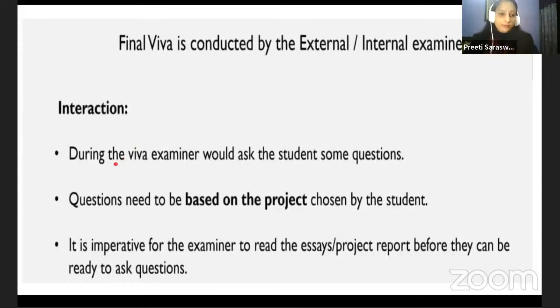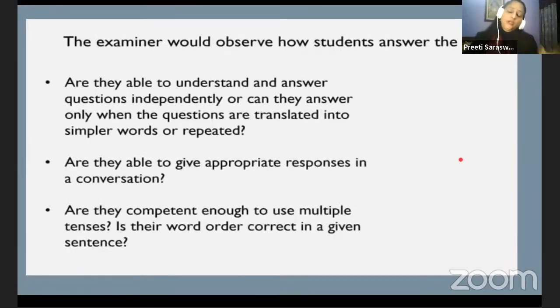During the Viva procedure, the Viva examiner would ask the student some questions. So what kind of question can it be? The question needs to be based on the project chosen by the student. Fine. What is the actual topic they have chosen, and they worked on it, and what they have explored about it. It is imperative for the examiner to read the essay or project report before they can be ready to ask questions. Yes, he or she can skim through the project file and report. Will they go through each and everything, will we check all the initial pages? No, because the external examiner is not going to judge them on the basis of the file. But yes, he or she will just go through the content of the procedure, so that the examiner will create the questions.